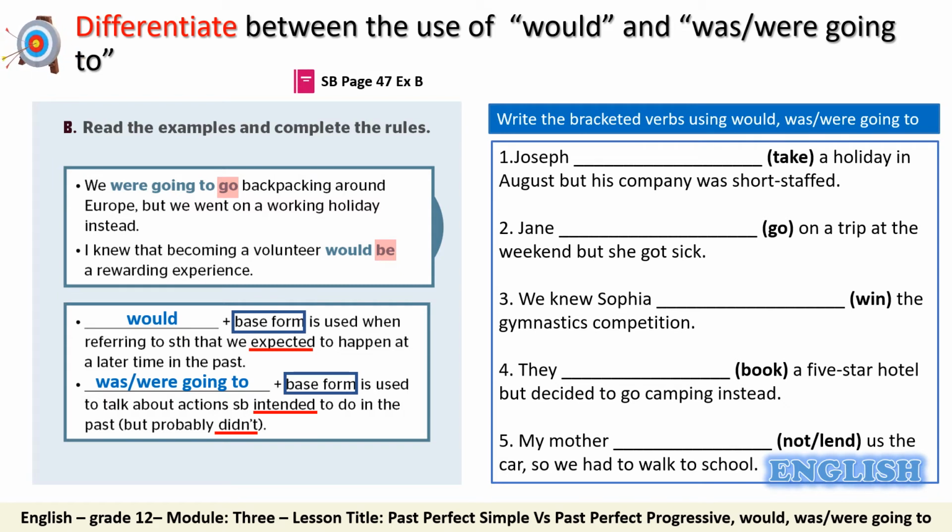For sentence number 1, we should write, excellent, was going to take. Then we move to sentence number 2. What have you written? Exactly, was going to go. After that, sentence 3. Can you tell me what the correct answer is? Very good, would win. For sentence number 4, the correct answer is what? Excellent, we're going to book. And finally, sentence number 5, wouldn't land is the correct answer.